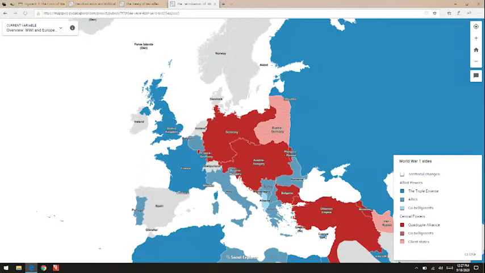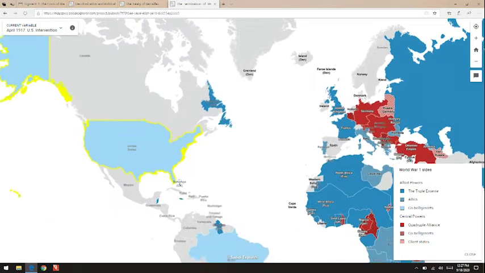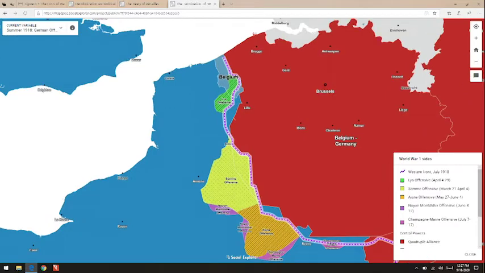So here, this first map just lines up the principal combatants. When the war starts in 1914, you've got Great Britain and France allied with Russia, and they're fighting against the Central Powers, which include Germany and Austria-Hungary. In 1917, the U.S. intervenes in the war, and in 1918, Germany launches a series of offensives in Western Europe that were designed to try and end the war.